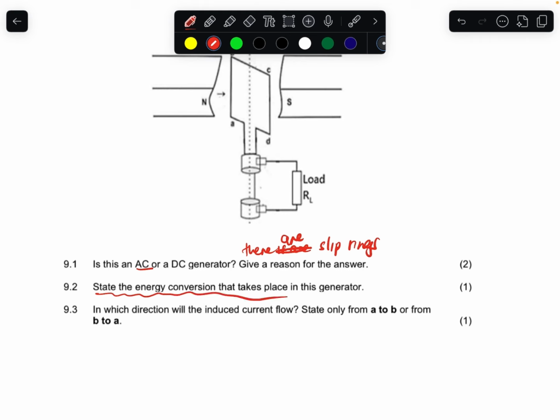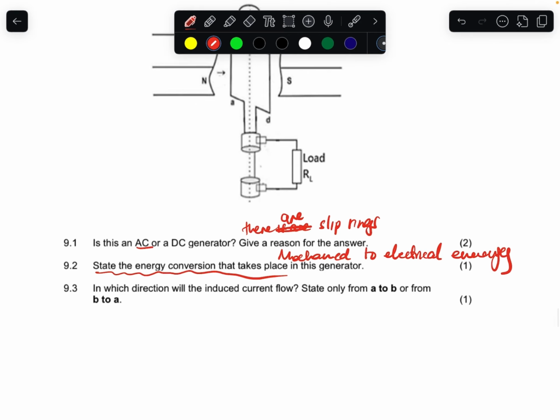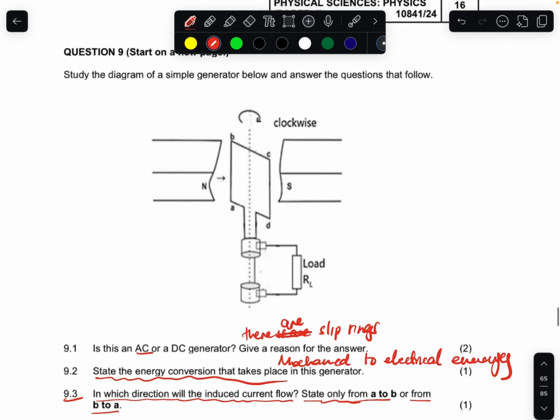State the energy conversion. Always the energy conversion for the generator is mechanical to electrical energy all the time, right? 9.3, it says in which direction will the induced current flow, state only A to B or B to A, right? Guys, since it's a generator, we'll use the right hand rule, and your forefinger, the pointing finger, must point to the south, right?